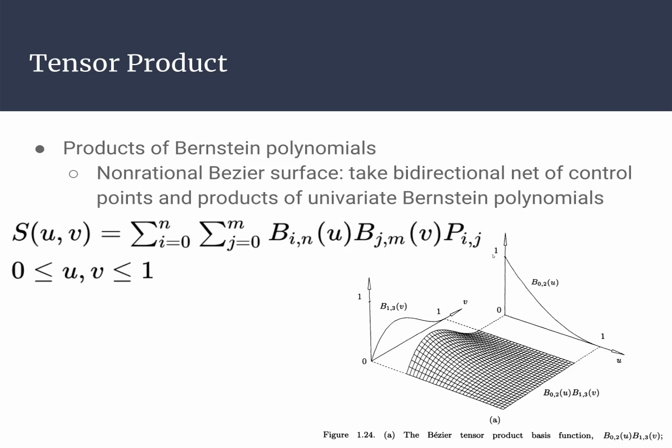Now moving on to the tensor product of Bernstein polynomials, which is the non-rational Bezier surface. We take the bidirectional net of control points and products of univariate Bernstein polynomials. While that might sound complicated, essentially we are just taking the summation of these two Bernstein polynomials and multiplying by the control point right here, again with these bounds for u and v.